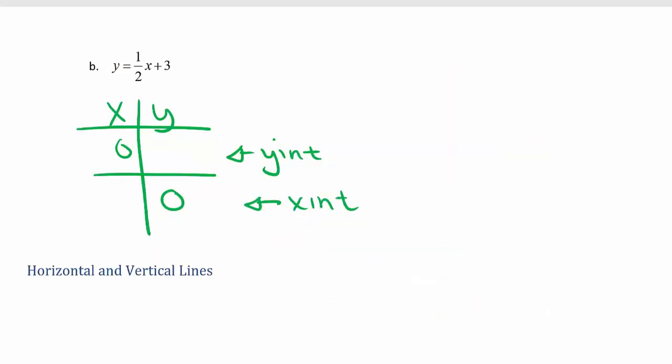We can do the exact same thing in example B. It's okay that this problem has a fraction in it. That's why I chose the second example. So to find the y-intercept, I have to plug in 0 for x. Oh, and I just end up with 0 plus 3, or 3. So my y-intercept is at 3.